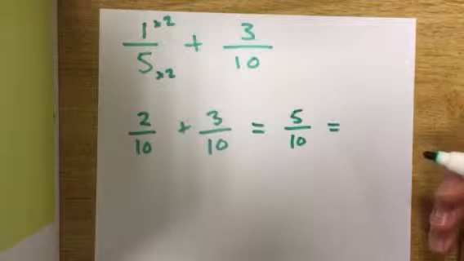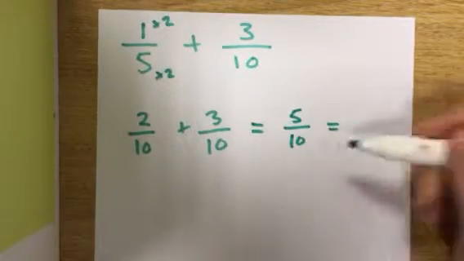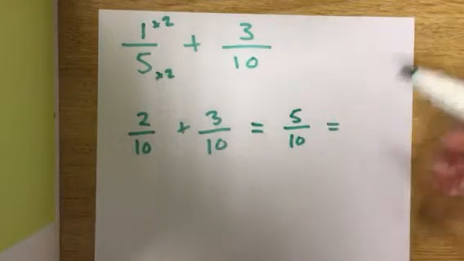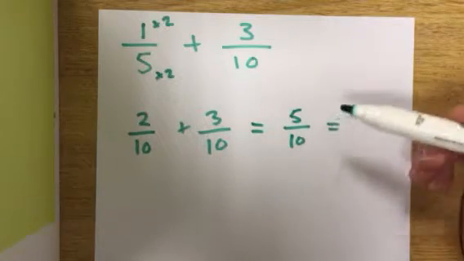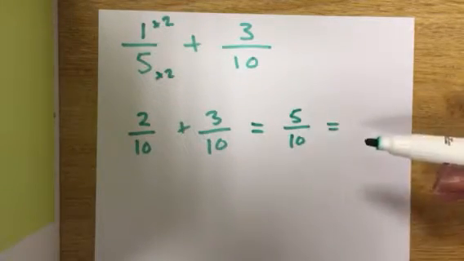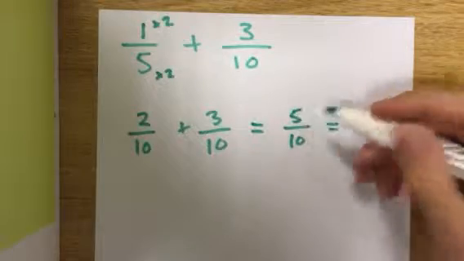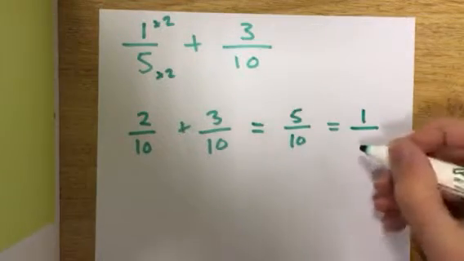And then if I want to simplify that fraction, I find a common factor of 5 and 10. So that means a number that fits into both 5 and 10. Well, that number is 5, because I can do 5 divided by 5 and get 1, and 10 divided by 5 and I get 2.